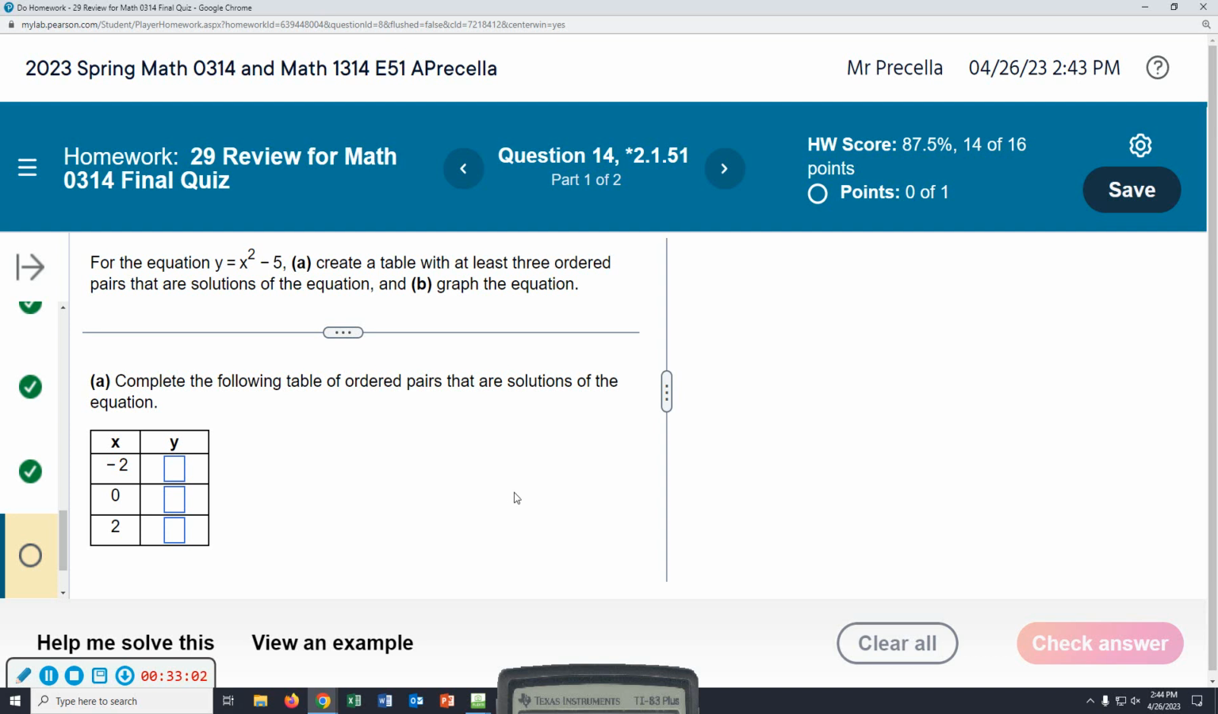Okay, so we're going to be graphing using the little graphing tool. For the equation y equals x squared minus 5, create a table with at least 3 ordered pairs that are solutions of the equation, and then graph the equation. Look, they give us the table. I'm going to make that table. There are good ways of summarizing information. So we're going to be using -2 for x, 0, and +2.